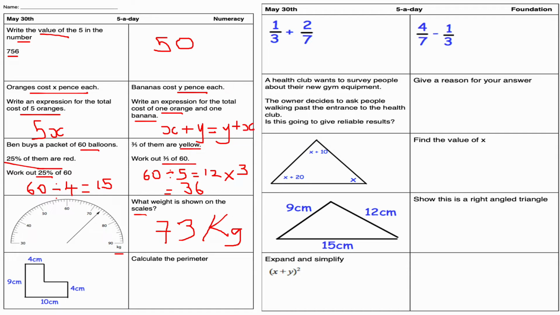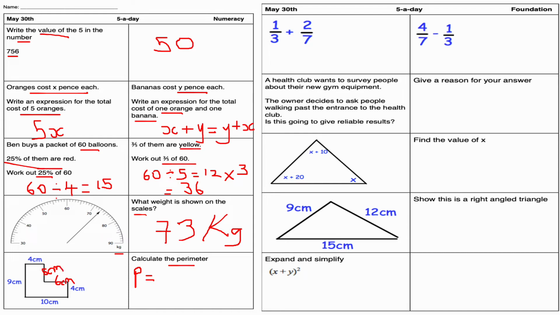Next question, calculate the perimeter. So the perimeter is the distance around the shape. This is a compound shape, because it's made up of multiple different shapes. That's 10, that's 4, that has to be 6 centimeters. That has to be 5, because that's 9, that's 4. 9 take away 4 is 5.